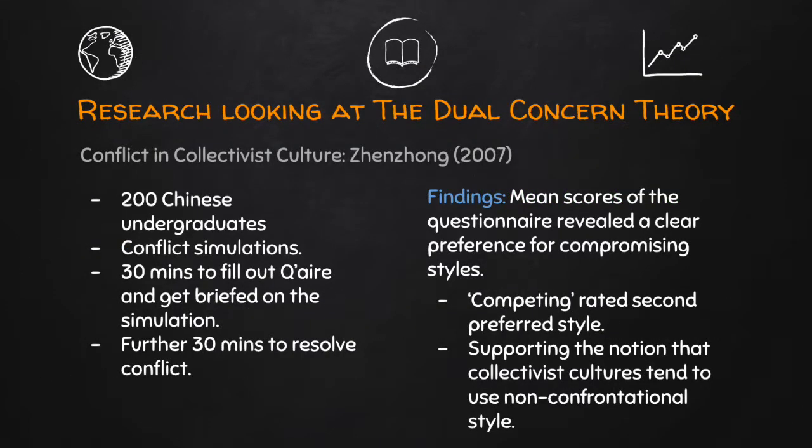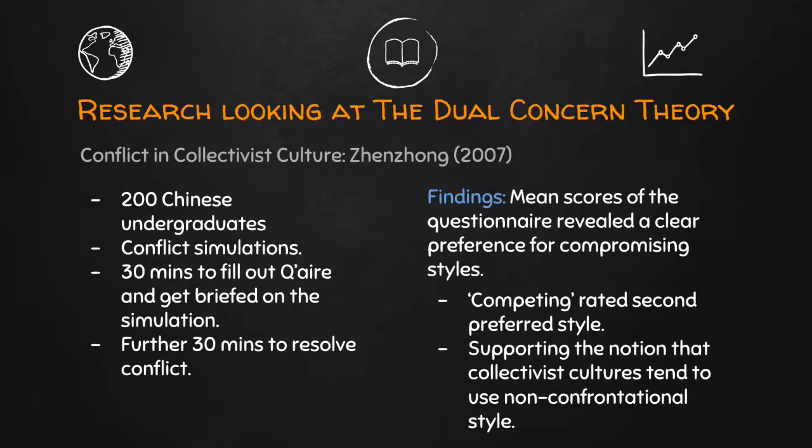I will now go on to look at some of the empirical research that uses the first theory that Selina addressed earlier, the dual concern theory. Conflict is defined culturally, and consequently managing styles can vary depending on location. Zhen Tong in 2007 looked at 200 Chinese undergraduates in negotiation simulations to investigate the nature of conflict styles in China. Participants took part in 3 simulations.